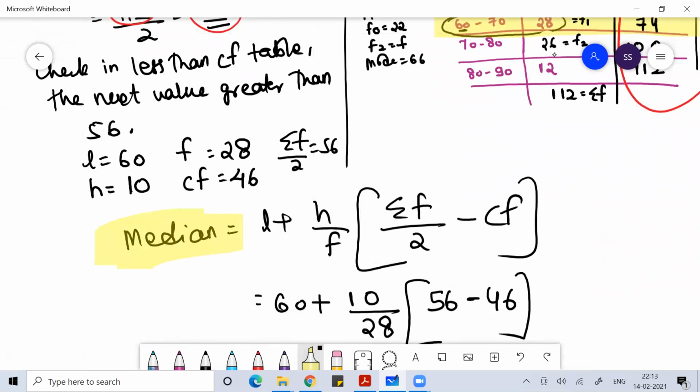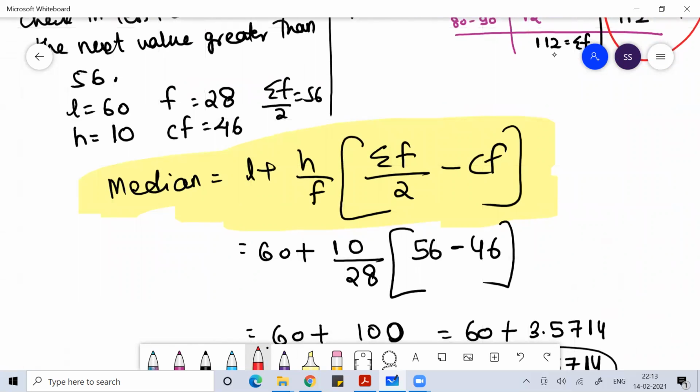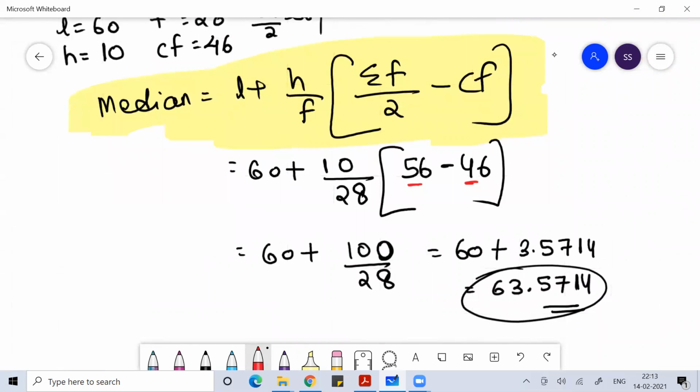So this is your formula of median, L plus H by F, sum of F by 2 minus CF. Here your L was 60, H was 10, and F was 28. Sum of F by 2 is 56, and CF was 46. So you put them into this formula and you got the value of median as 63.5714.